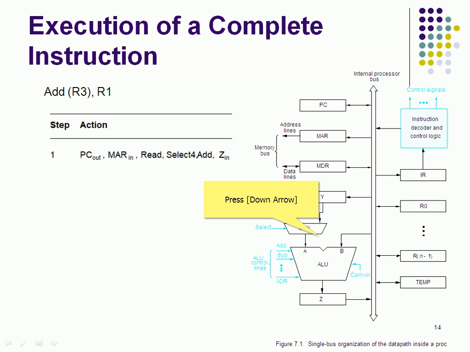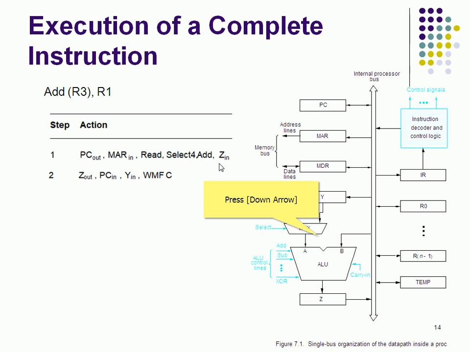PC out, MAR in, read, select 4 instead of Y, because we are planning to advance the program counter. Add, Z in, right? So Z out, PC in. Z out means that after performing the addition operation, the contents of Z will hold the result. This we have to safely keep back in the program counter. That's why PC in, right? By doing so, the program counter will automatically be advanced by 4 at the second clock pulse, right?